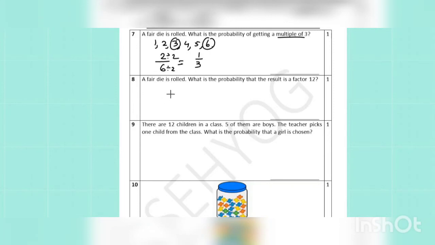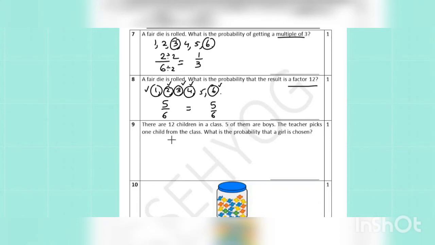In question number 8, a die is rolled. What is the probability that the result is a factor of 12? So the number must be divisible by 12 for that. So out of the 6 outcomes that we know that a dice contains, 1 is a factor of 12, divisible by 2, 12 is divisible by 3 also, 4 times 3 is 12 and 6 times 2 is 12. So which means 5 of the outcomes are favorable out of 6 results. So 5 over 6 is our answer.